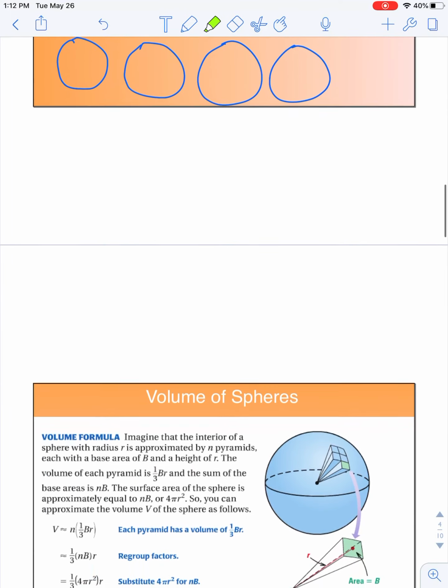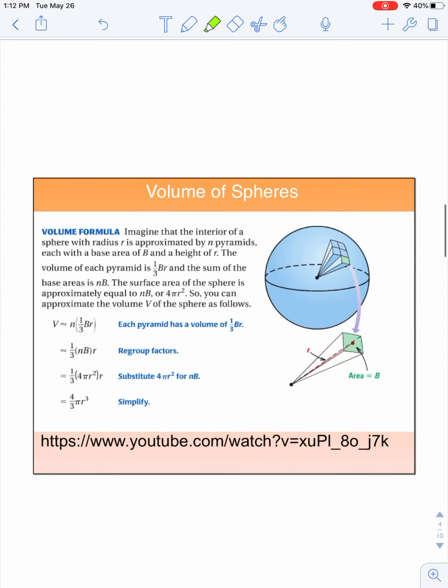So let's look at the volume. Volume's a little bit more complicated. And again, this is taken right from your textbook, and you can read through it. Some of you, I would challenge you to try to understand how the formula simplifies all the way down to 4/3 pi r cubed.